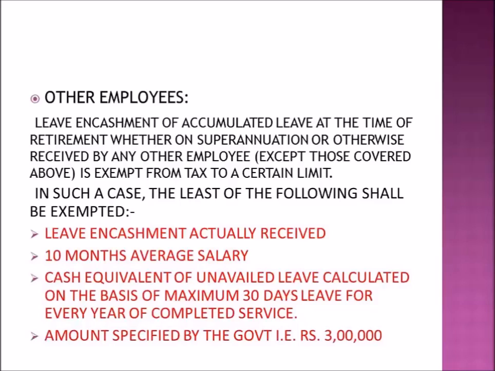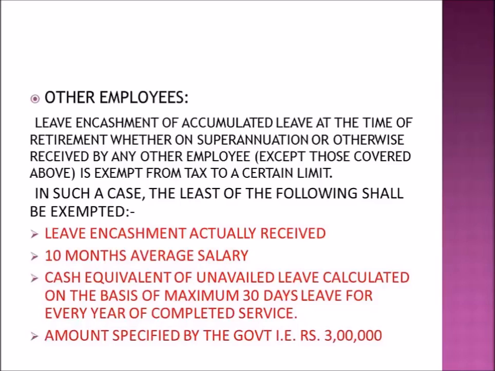Number 2 is 10 months average salary. If this is the minimum, then this will be exempted. Number 3 is cash equivalent of unavailed leave calculated on the basis of maximum 30 days leave for every year of completed service. So number 3 is the cash which we'll get of the unavailed leave, which will be calculated on the basis of maximum 30 days leave for every year of completed service.